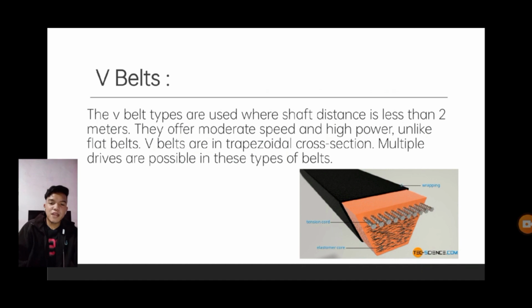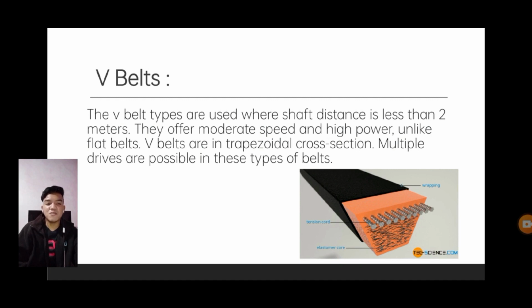The next type of belt is also known as the V-belt. V-belts are used where the shaft distance is less than 2 meters. They offer more speed and high power, unlike flat belts. V-belts have a trapezoidal cross-section. Multiple drive is possible with this type of belt. The V shape makes it easier to keep fast-moving belts in the grooves than it is to keep a flat belt on a pulley. The biggest operational advantage of a V-belt is the wedging action into the groove.